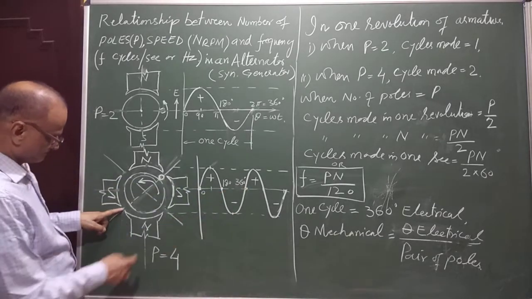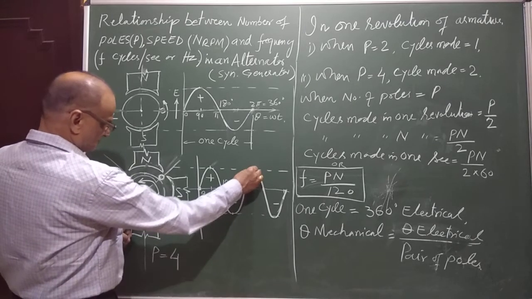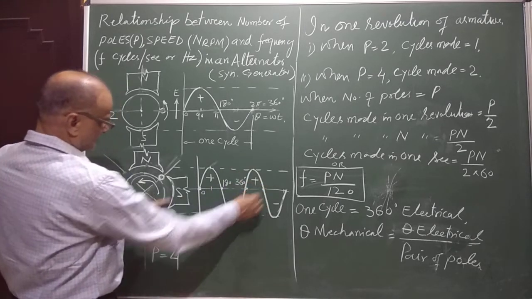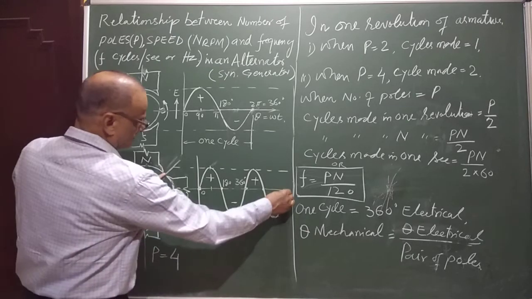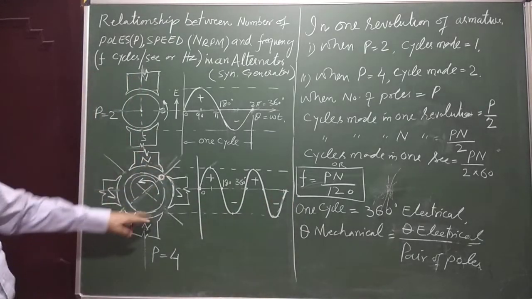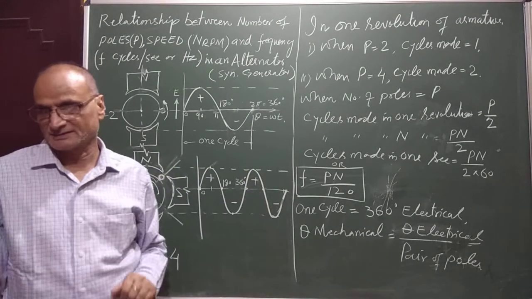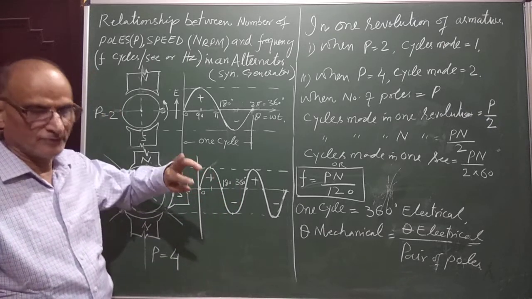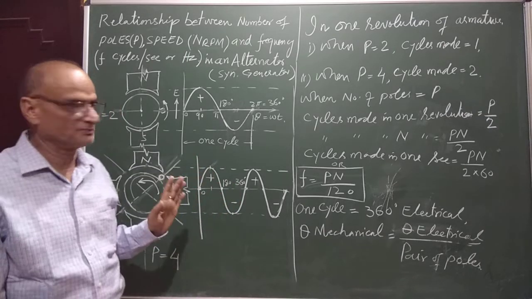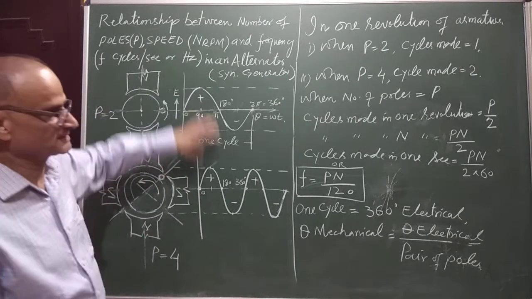And next, center north pole again positive maximum, interpoles 0, south negative maximum, and interpole 0. So in a 4-pole machine, in one rotation you get 2 cycles. So when a conductor passes one pair of poles, one cycle is completed. Now we'll find the relation between the speed and the frequency here.